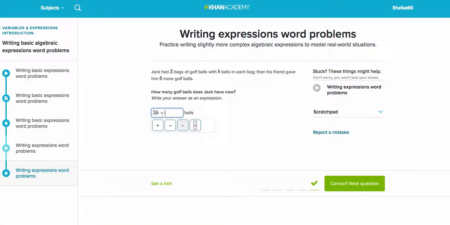So, plus 6, because his friend gave him 6 more golf balls. So let's write 6. And let's check if we're right. And we are.